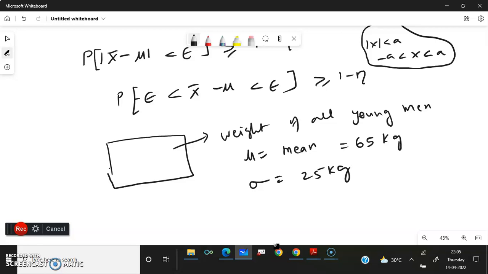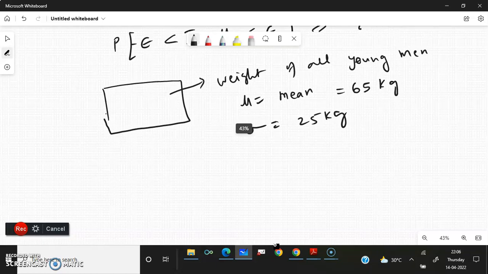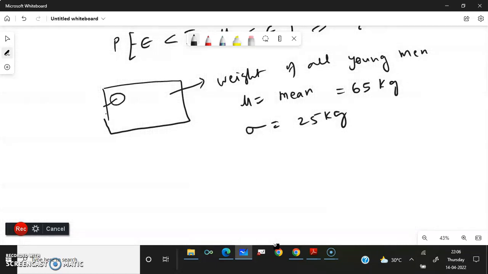Mathematically, whatever we understood is the probability of minus epsilon lesser than x bar minus mu lesser than epsilon, and this probability is greater than or equal to 1 minus eta. For that we are doing this example, right? So sigma is given as 25 kg. To understand the law of large numbers, we calculate the sample mean x bar, varying the sample, where one sample has size n.